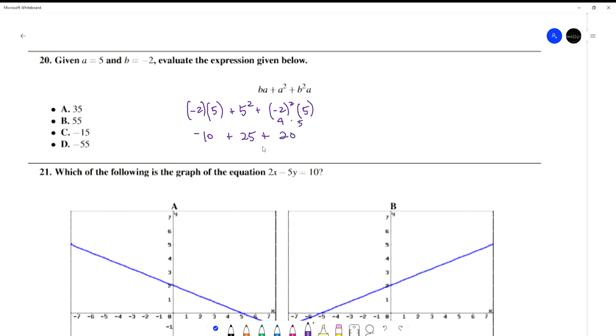Okay, easy way to do this, usually when there are a lot more terms like this, you could do the positives first, negatives second, and then combine them, right? But this one is easy enough. Negative 10 plus 25 is 15. 15 plus 20 is 35.